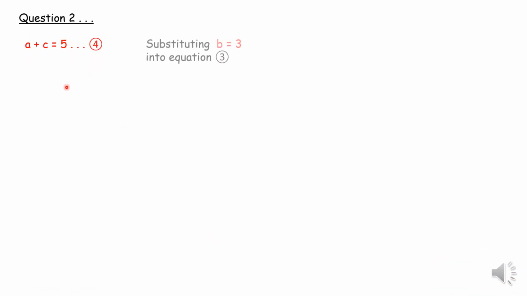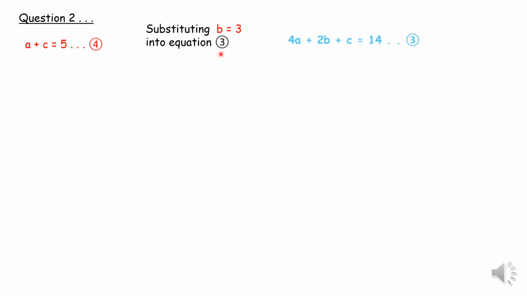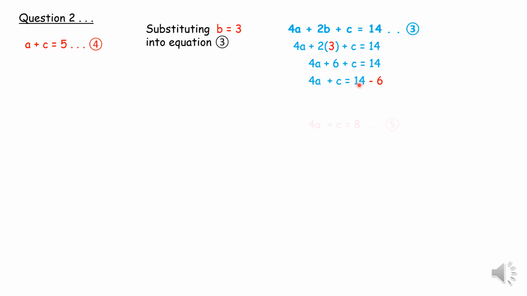So the first one is A plus C. Remember what I said? My third equation was 4A plus 2B plus C is equal to 14. Substituting 3 for B cleans up nicely to 4A plus 6 plus C equals to 14. At the end of the day, I get 4A plus C equals to 8. And I'm going to let that be my equation 5. And this one here is my equation 4, of which I'm going to subtract equation 4 from 5.